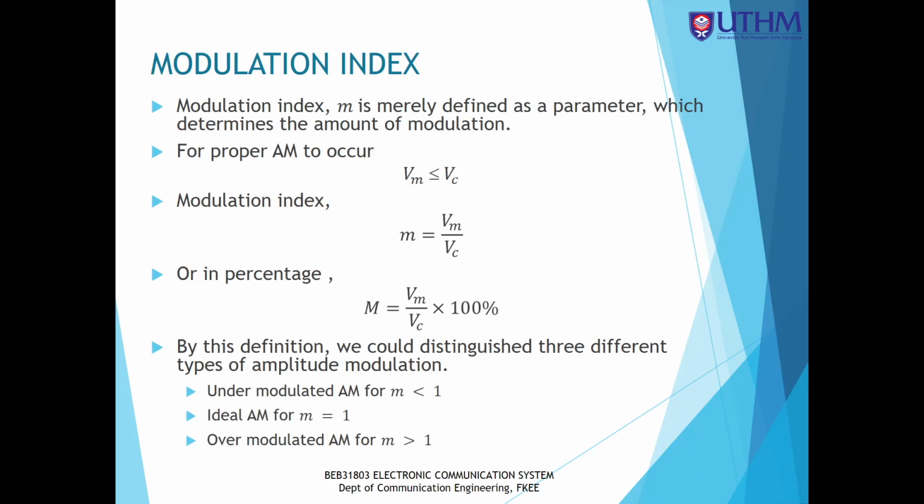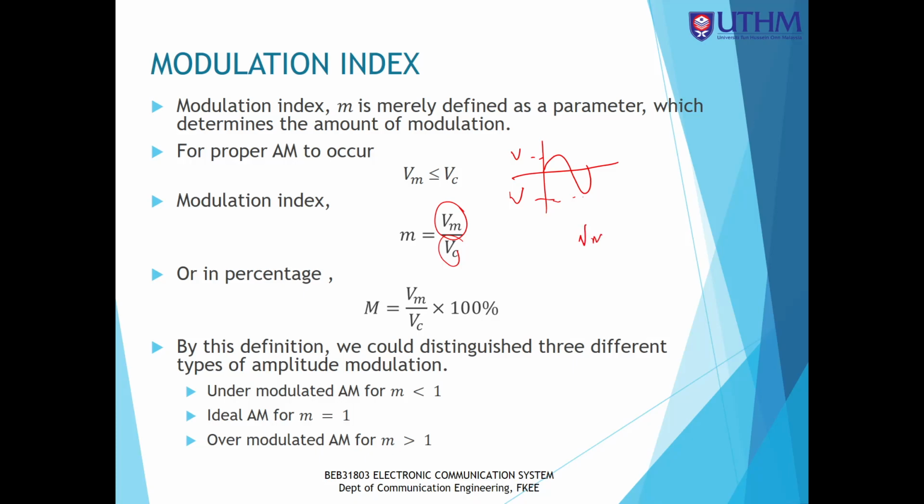Okay, modulation index. Modulation index is the ratio of the peak amplitude of the message signal divided by the peak amplitude of the carrier signal. Remember, this is the peak amplitude. Okay, what is peak amplitude? This one. So this is the peak amplitude of the signal.